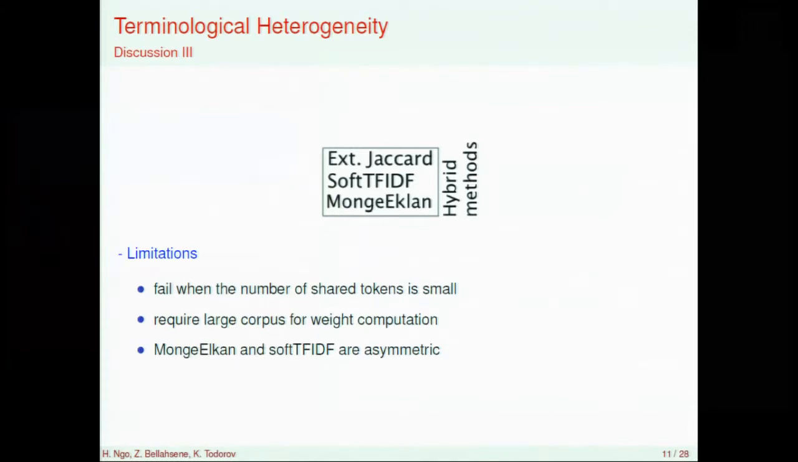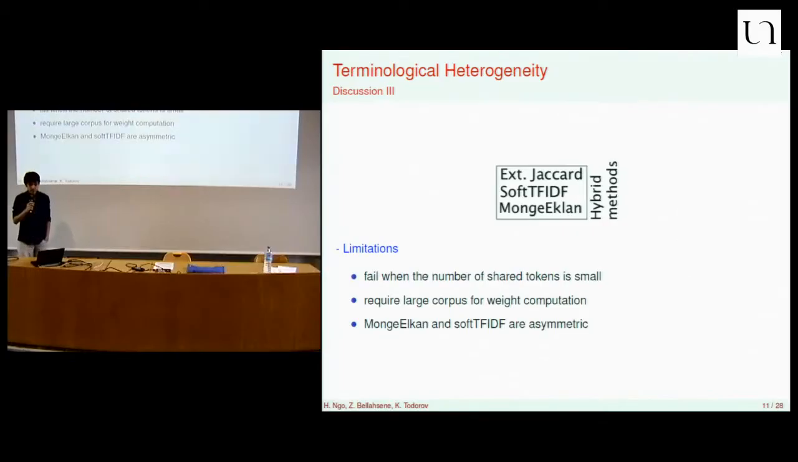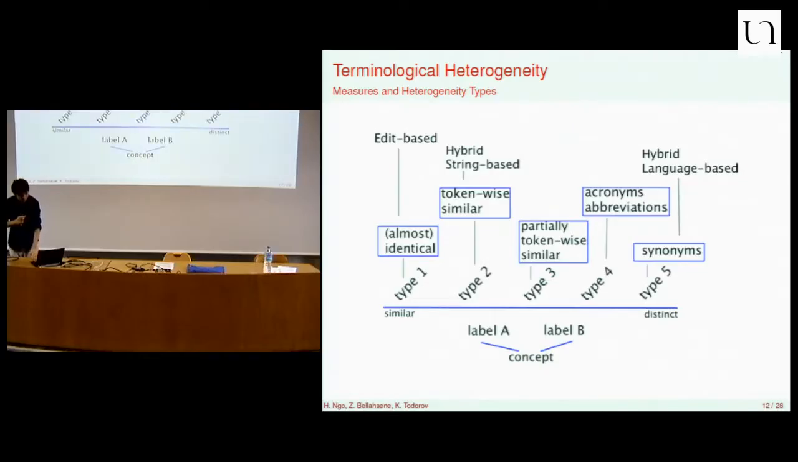As for the combined or hybrid measures and techniques, one problem here is that they often fail when the number of shared tokens between the two labels is small. So we really need to have a certain number of terms that the two labels have in common in order to apply one of these measures. They also often require some external resources in order to compute weights on the terms, which are not always available in the ontology matching domain. And some of these measures are asymmetric, and asymmetry is not a very nice thing, so it would be nice to be able to overcome this problem.